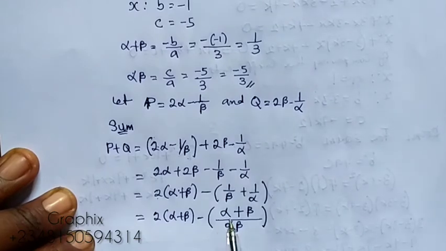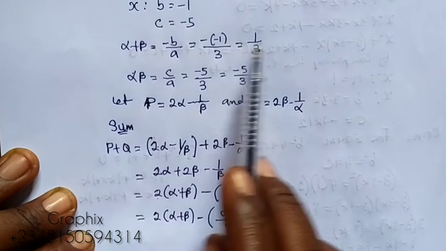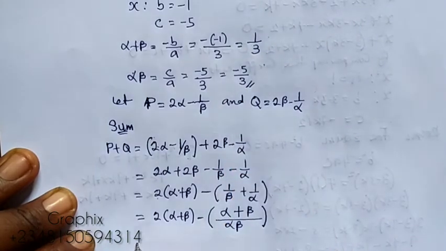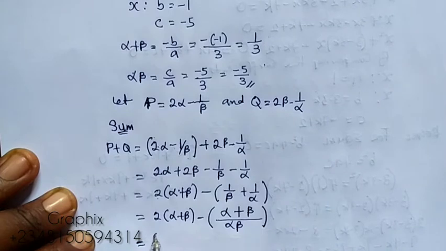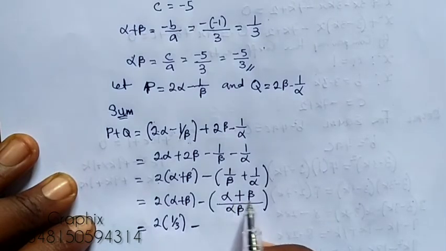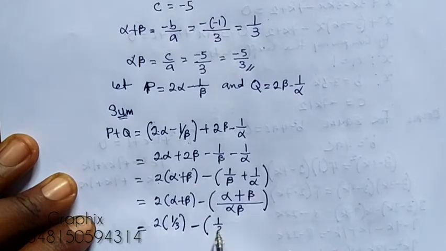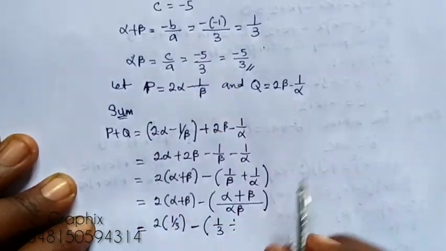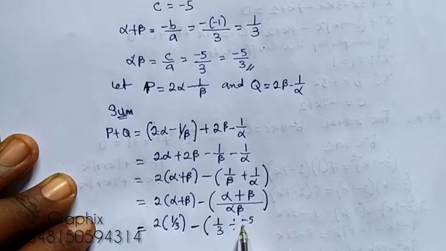So from what we solved earlier, we discovered that alpha plus beta is 1 over 3. So whenever I see alpha plus beta, I'm going to put 1 over 3 to replace it. Minus, we discover alpha plus beta is also 1 over 3. So I can be having into bracket 1 over 3 divided by alpha beta. What is alpha beta? Alpha beta is minus 5 over 3. Are we good?